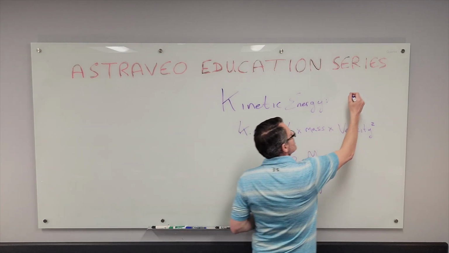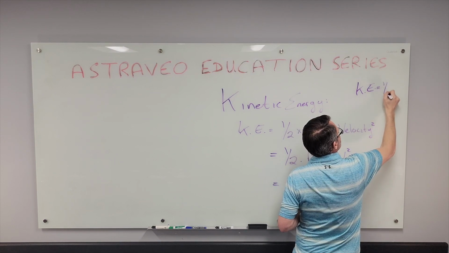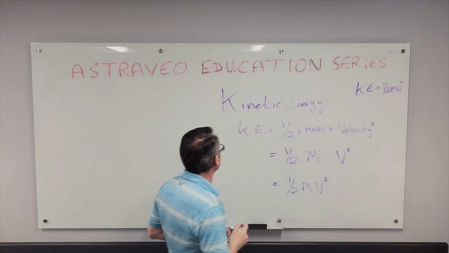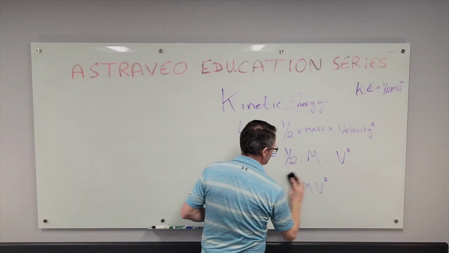Okay, so I'm going to write this up here. We're going to keep that. It's really important. We're going to need to know that equation. 1/2 mv squared. There it is. So that's kinetic energy. Now, what about potential energy?